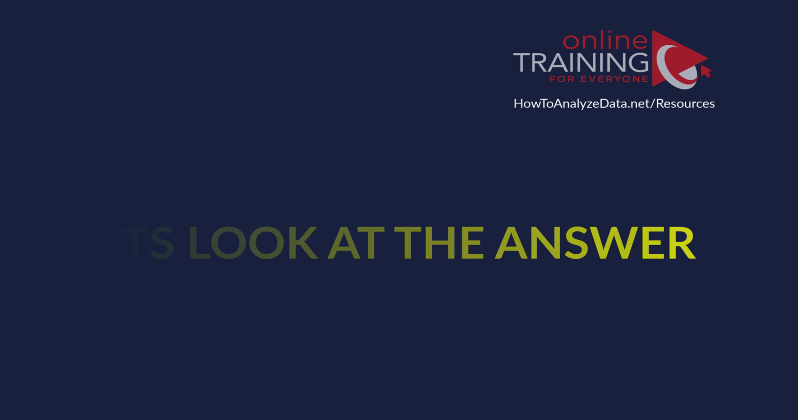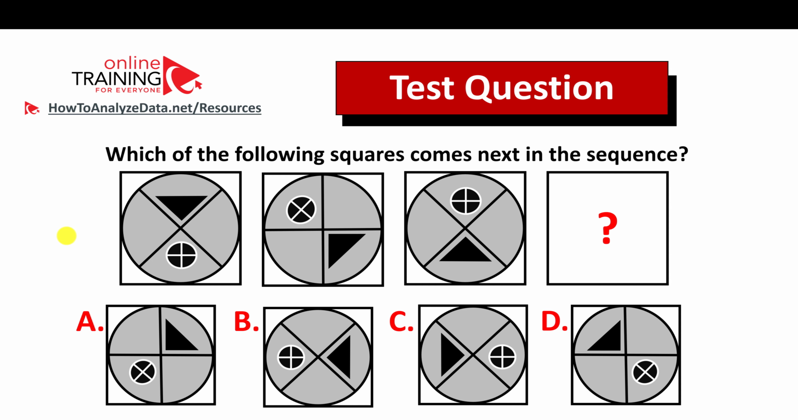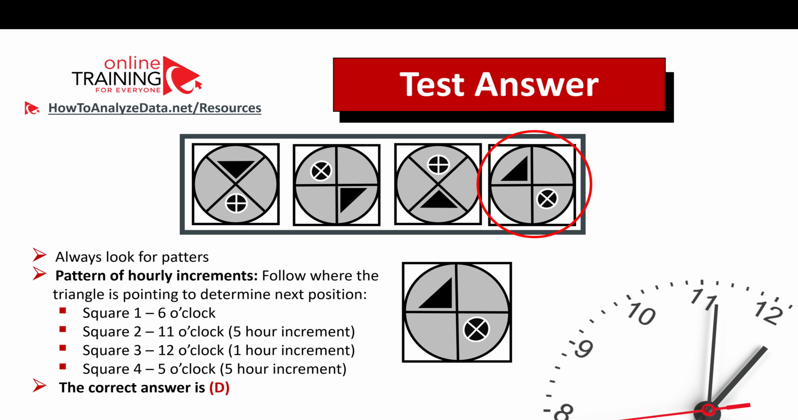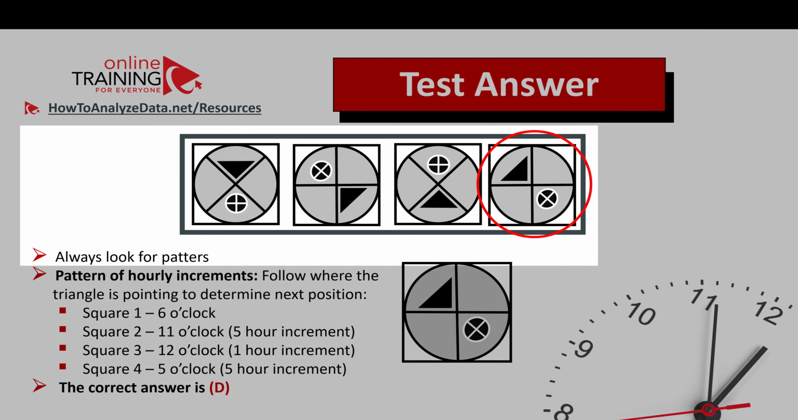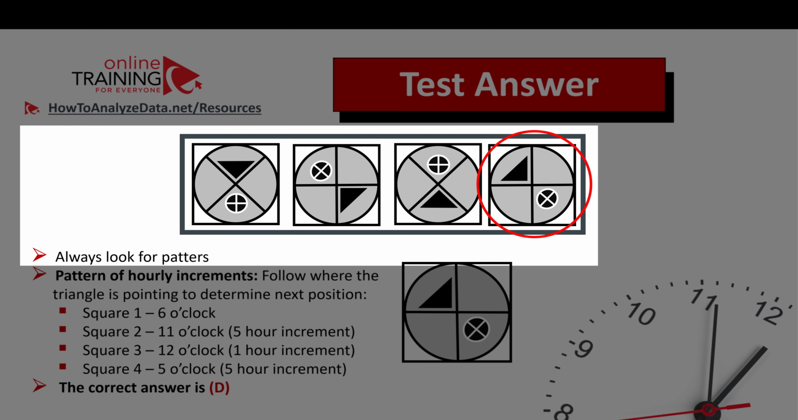Did you figure out the answer? Let's continue to see how we can get to the correct solution and solve this challenge together. As usual, my recommendation is always look for patterns. I know sometimes it's hard to see those patterns, but you still should continue and keep looking. In this particular case, we're dealing with the pattern of hourly increments, and we determine the hour based on where the triangle is pointing. So if you look at the first square, the triangle is pointing to 6 o'clock.